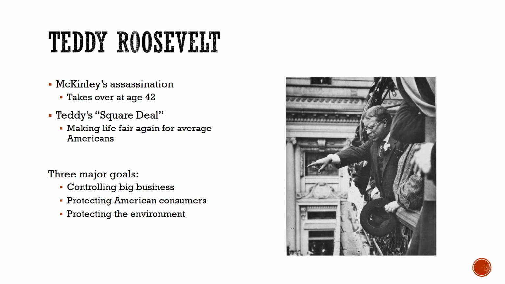And McKinley was kind of a conservative, but Roosevelt is very much a progressive. And he proposes a new plan called the Square Deal. And the basic idea of Teddy Roosevelt's Square Deal is to make life fair again for average Americans. There are lots of problems coming out of the Gilded Age with inequality, and Teddy Roosevelt wants to address these problems, and he's going to do so using the power of the government.